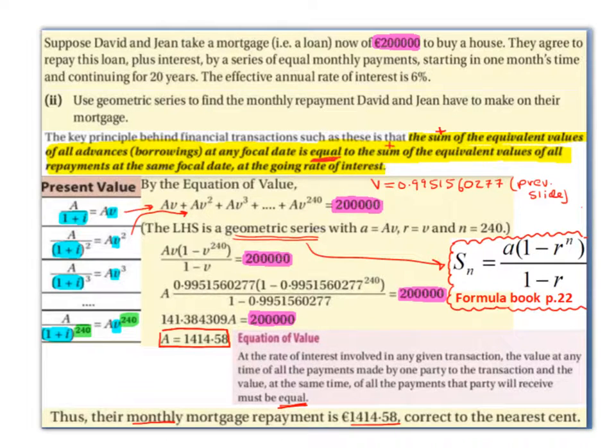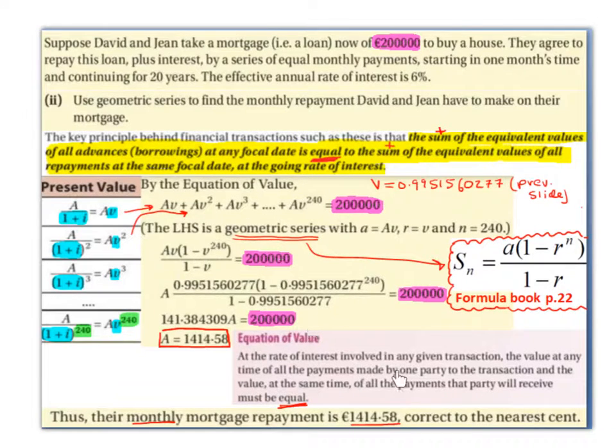Next we substitute 0.99515602.77 in place of the v. We got that from the previous slide. So we swap this v for that number, this v, and this v. So we have A times this, all equal to 200,000. That ends up giving us 141.384309A equals 200,000. So we get A is equal to 1,414.58. Thus, their monthly mortgage repayments are €1,414.58, correct to the nearest cent.